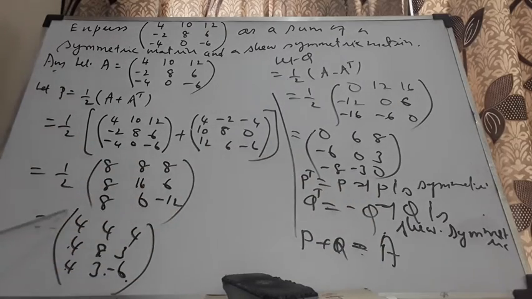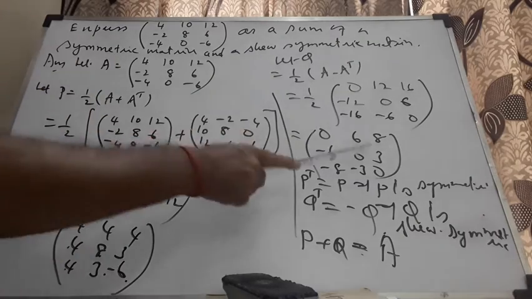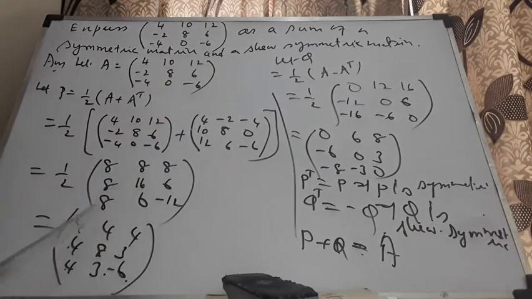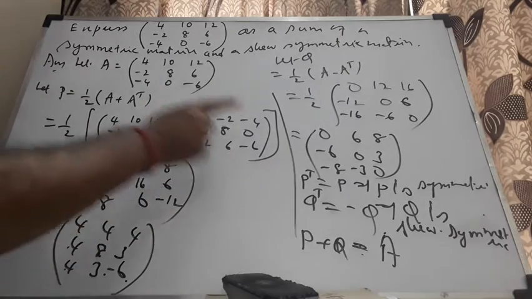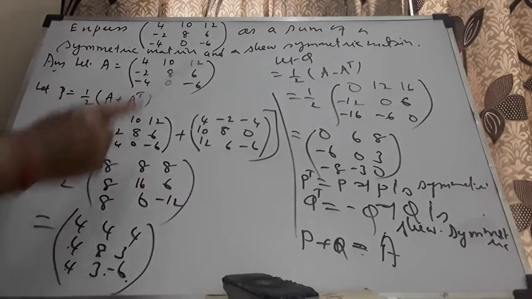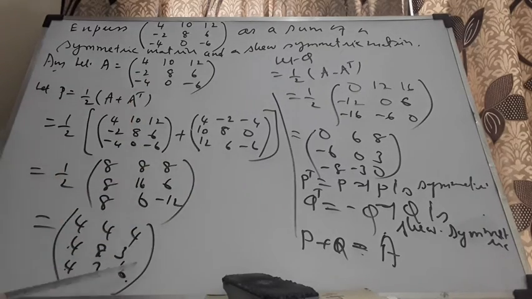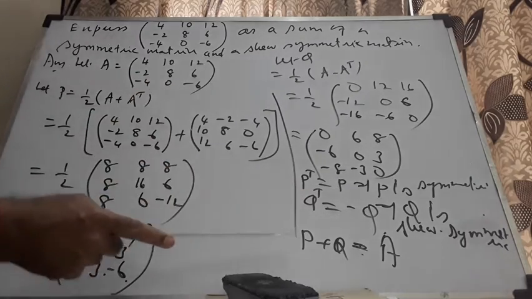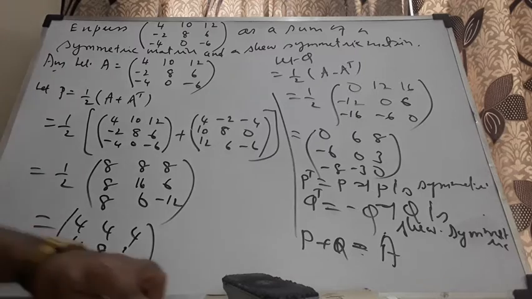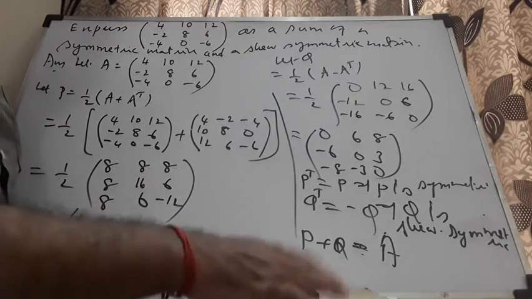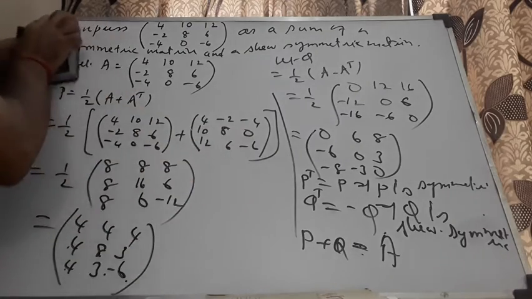For addition, let me check. 4 plus 0 is 4, 4 plus 6 is 10. 4 plus 8 is 12, 4 minus 6 is minus 2, 8 plus 0 is 8, 3 plus 3 is 6, then 4 minus 8 is minus 4, then 3 minus 3 is 0, minus 6 plus 0 is minus 6. Therefore, I am able to get P plus Q equal to A. Therefore, you can give the conclusion. Thus, A is written as a sum of a symmetric matrix and a skew symmetric matrix.